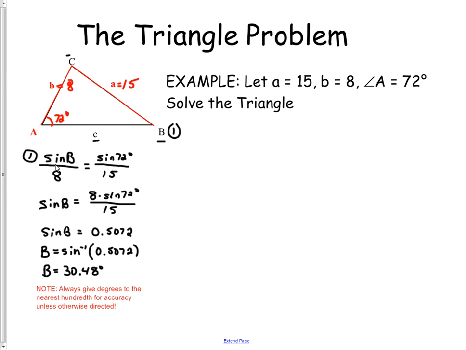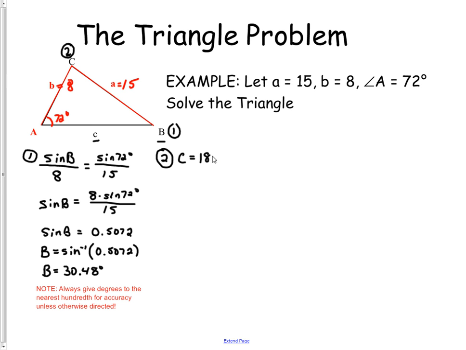Okay, so we found angle B. Well, what can we do with that information? The next thing that we can do is find angle C. We can find angle C because we know the internal angles of a triangle add up to 180 degrees. We're going to find angle C by subtracting the other two angle sizes from 180 degrees.